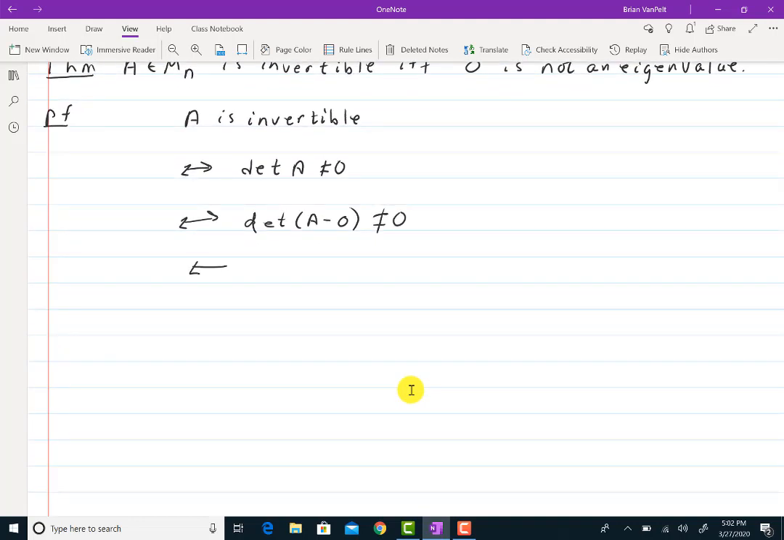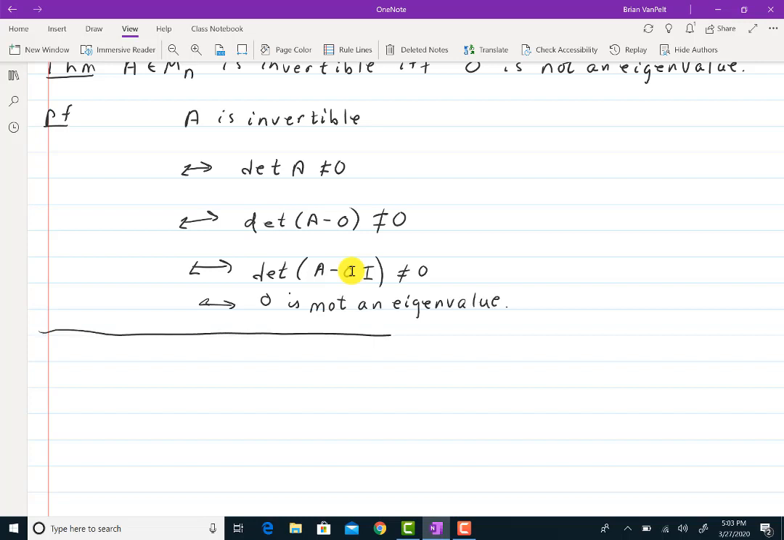And I can do this business. Determinant of A minus 0I. Now, it's the same thing. All I've done now is change this 0 matrix for the matrix I times the scalar 0. The reason why I'm using the scalar 0 is because that's acting like my lambda. And so this is if and only if 0 is not an eigenvalue. So that was pretty easy.